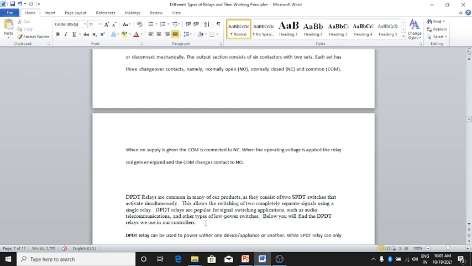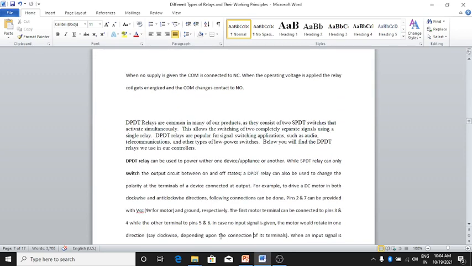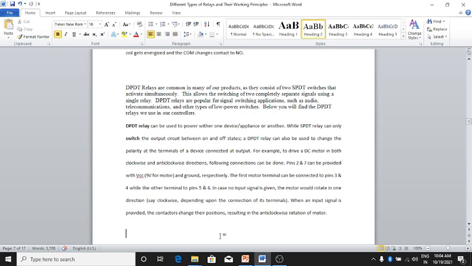DPDT relays are common in many of our products as they consist of two SPDT switches that act simultaneously. This allows the switching of two completely separate signals using a single relay. DPDT relays are popular for signal switching applications such as audio, telecommunication, and other types of low power switching. Below you will find where DPDT relays are used in our controllers. Which controllers? Microcontrollers. In that also DPDT is used.